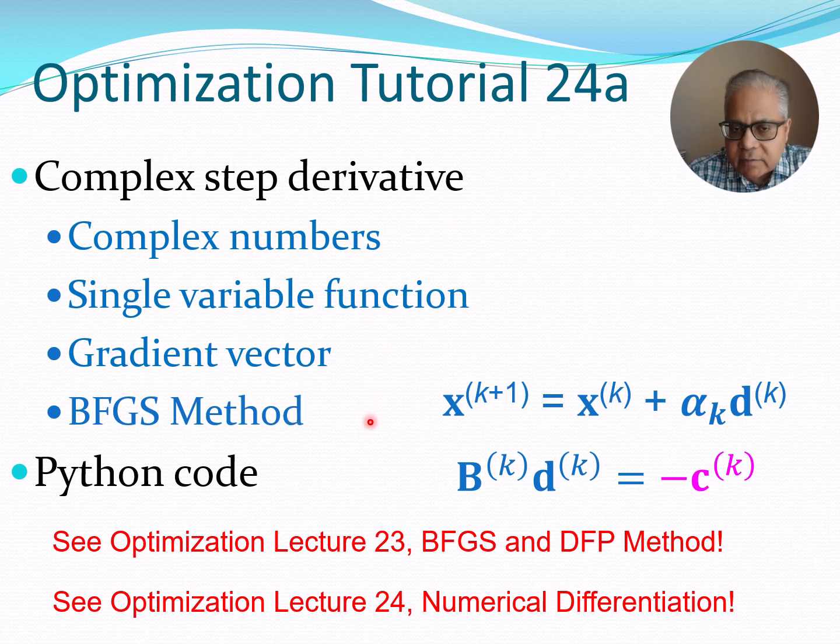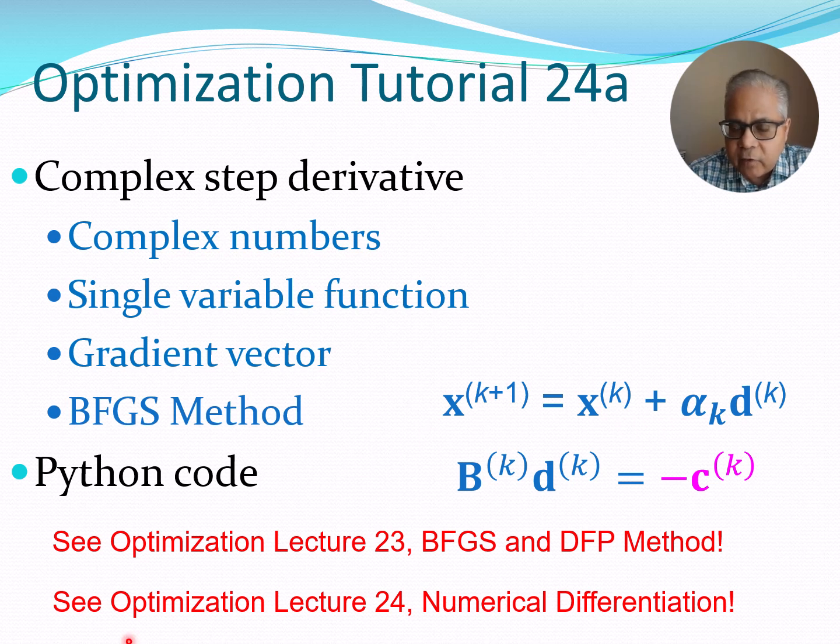Remember, the BFGS method has the form x_{k+1} = x_k + alpha_k d_k, where the search direction d_k is obtained by solving the linear system B_k d_k = -c_k. Here, of course, c is the gradient vector, d is the search direction, and B is the matrix which is built up in this quasi-Newton method. And of course, x_k is the design variable at point k, x_{k+1} is the design variable at point k plus 1, and alpha_k is the one-dimensional step size.